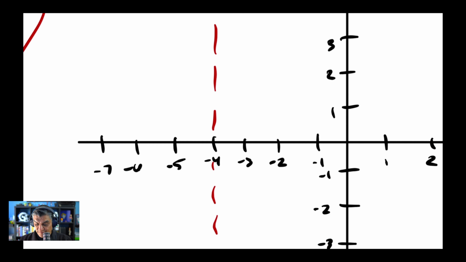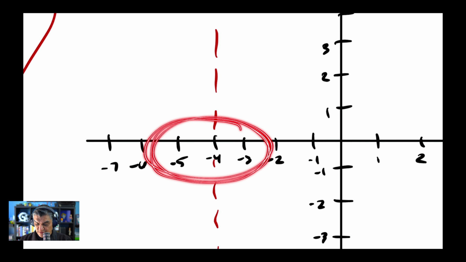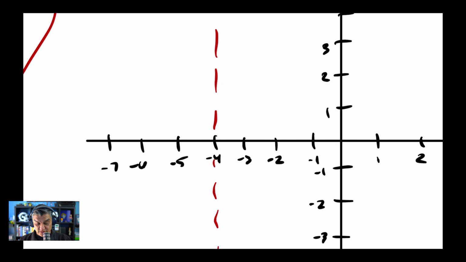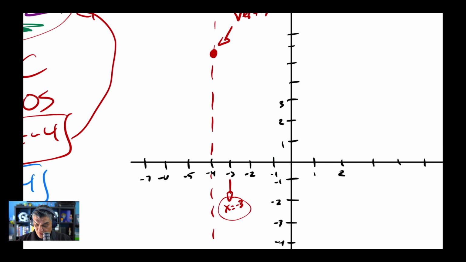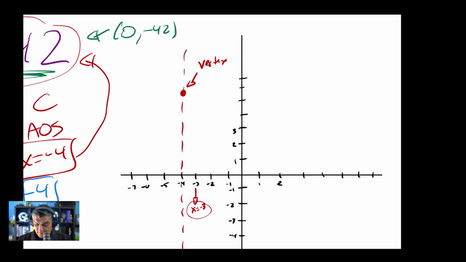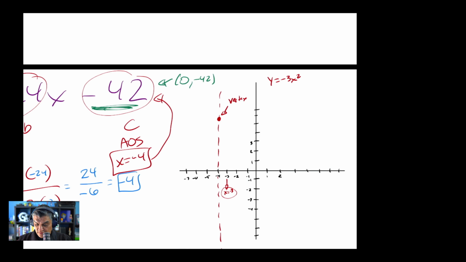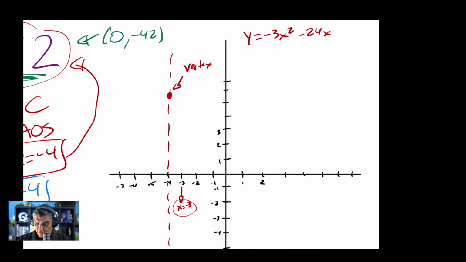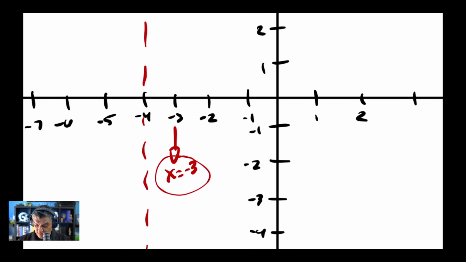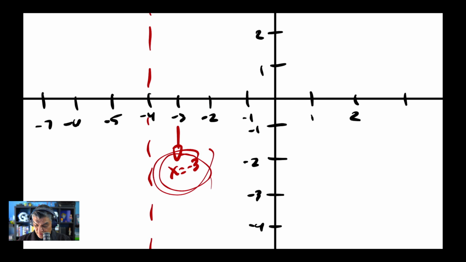So what we do is we go around the axis of symmetry, and we choose an x value that's close. So I'm going to choose x equals negative 3. And so I want to know where my point is. My point should be somewhere around here, right? But we don't know exactly where. How do we find out exactly where? We plug it in. So the equation is y equals negative 3x squared minus 24x minus 42. And I'm going to plug in x is negative 3.